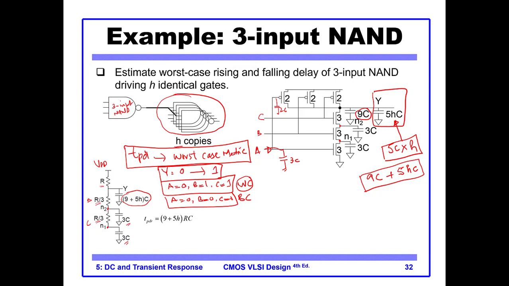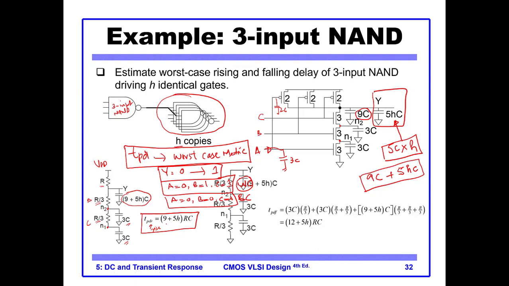So from the equivalent circuit, what is the TPD rise? You see there is a small r. This is for rise. So TPD rise is simply 9 plus 5H into RC. Okay, so note a correction here. Instead of 5, it is basically 15.